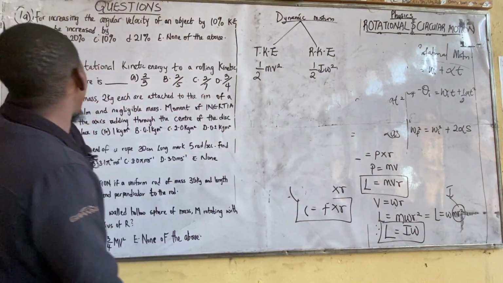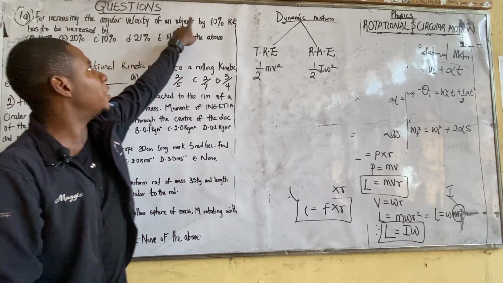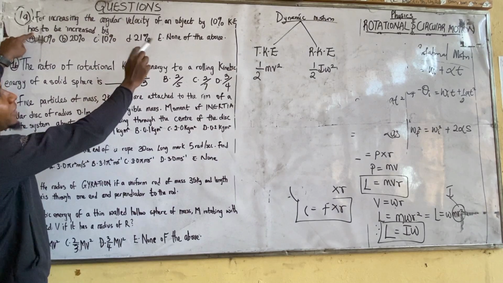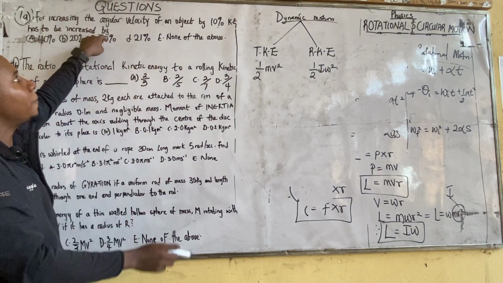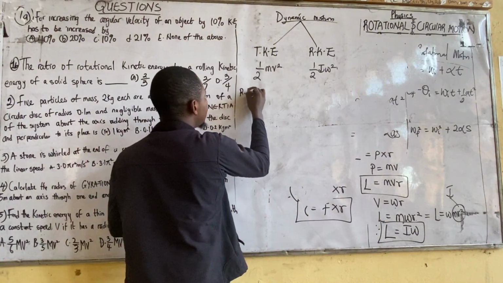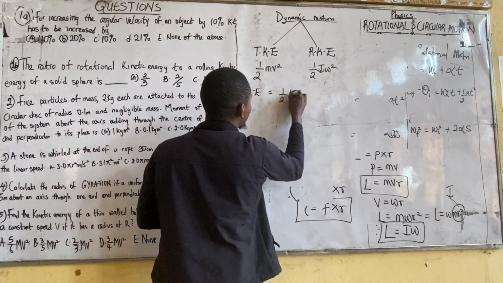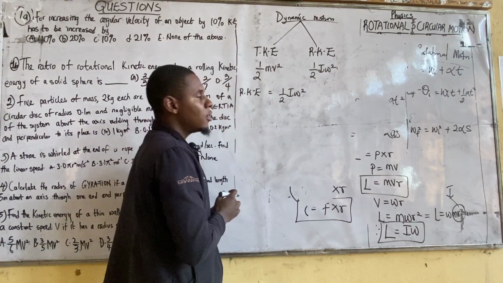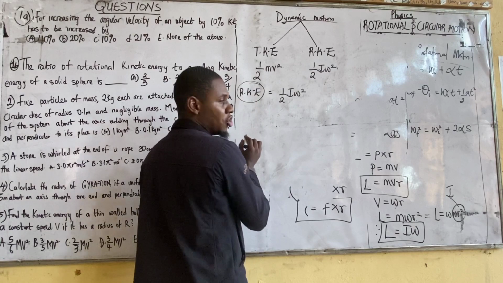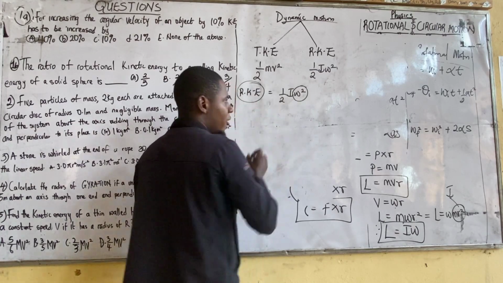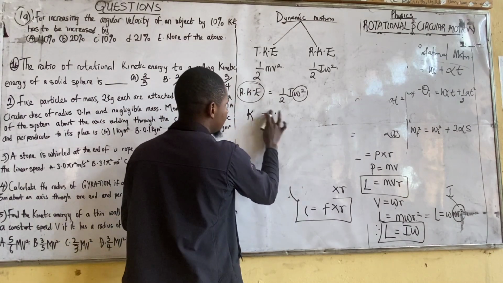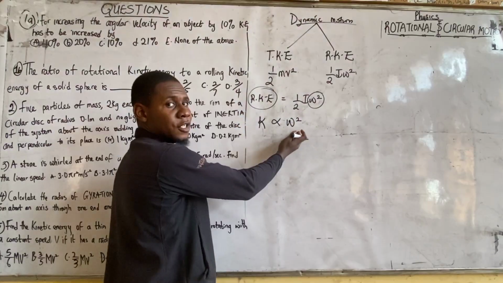In this question, we are asked about increasing the angular velocity of an object by 10%. We are talking about rotational kinetic energy, so using the formula, rotational kinetic energy is equal to half I omega squared. What can we see here? The rotational kinetic energy is directly proportional to the square of the angular velocity, that is, proportional to omega squared.